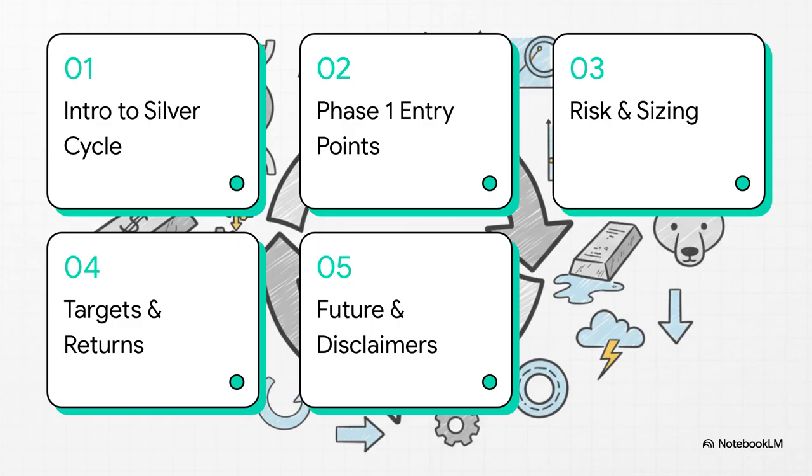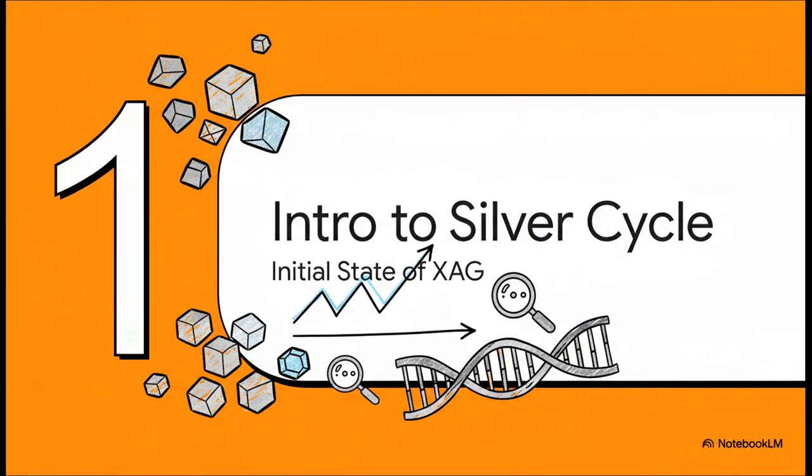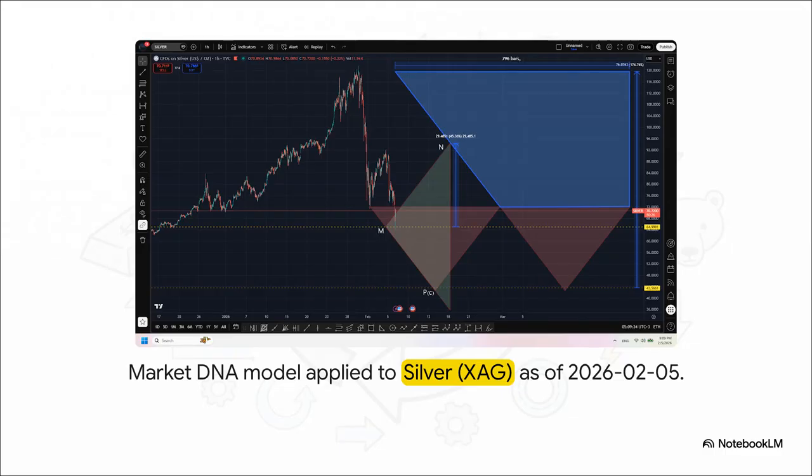Let's get started. Okay, first up, Section 1, the introduction to the silver cycle. So we need to know where we're starting, right? Well, according to the model, we are documenting the initial state of this asset. And this particular cycle is identified as XAG_2_1. So this is the chart we'll be referencing throughout.